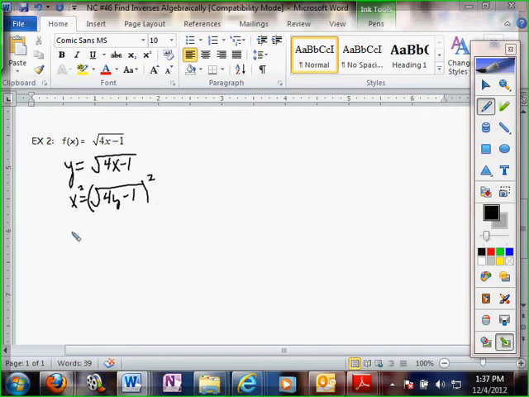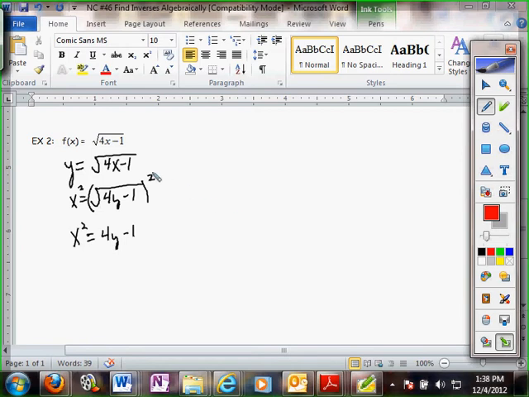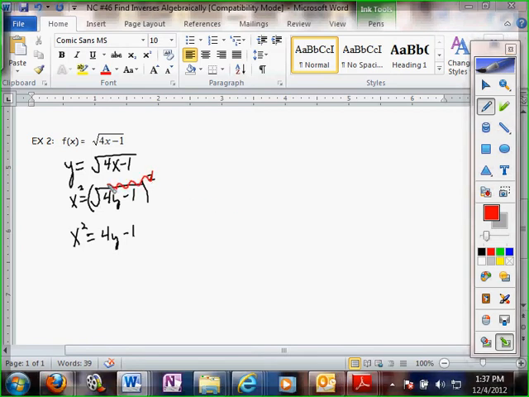By doing that, I get x squared is equal to 4y minus 1. Don't make it any harder than it has to be. If I square this entire right side, the only thing that happens is the square makes the radical go away, and I'm just left with what's underneath there.